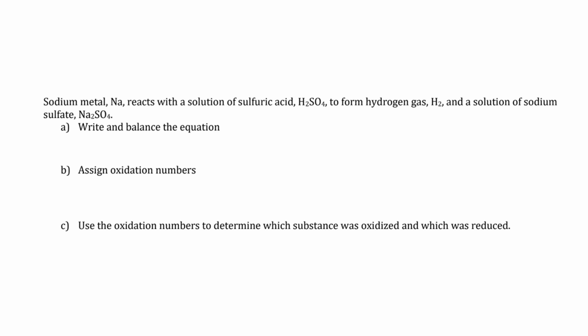Sodium metal reacts with a solution of sulfuric acid, H2SO4, to form hydrogen gas and a solution of sodium sulfate. Write and balance the equation. So my stylus isn't working, but we do have a key for this, so it's cool. All right, so sodium metal, so Na solid plus H2SO4 aqueous forms H2 gas and a solution of sodium sulfate. Okay.